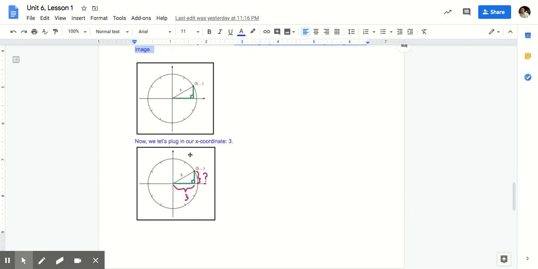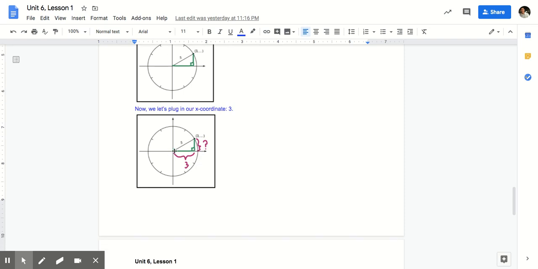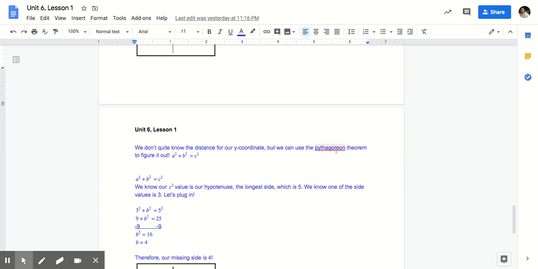Now, we are going to plug in our x coordinate 3. Okay, so we do know one thing, and they tell us our x coordinate is at 3. So the distance from here to here is going to be 3, right? Because this is our x axis. We don't know what this missing y coordinate is going to be, and that's what we're going to have to figure out. But once we have our x coordinate and our radius, we're going to use the Pythagorean theorem to figure it out.